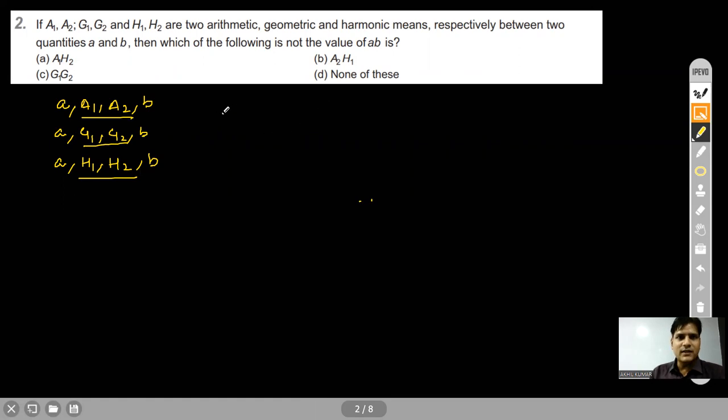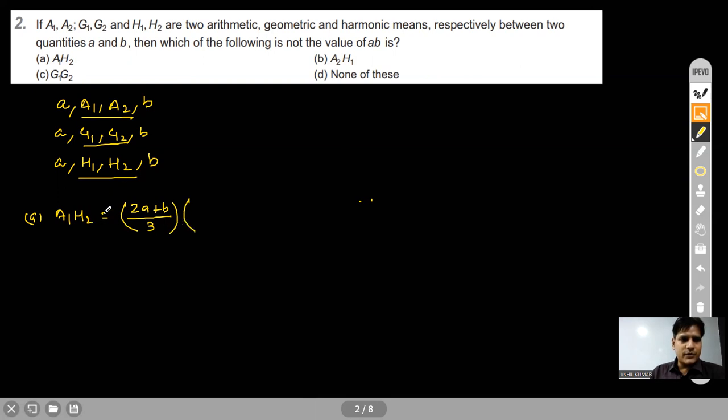Like we have to find the, we will go through options and we will check whether that value is equal to AB or not. So let's take the first option, A1 into H2. So what will be A1? We can write A1 as 2A plus B upon 3. And what will be H2?